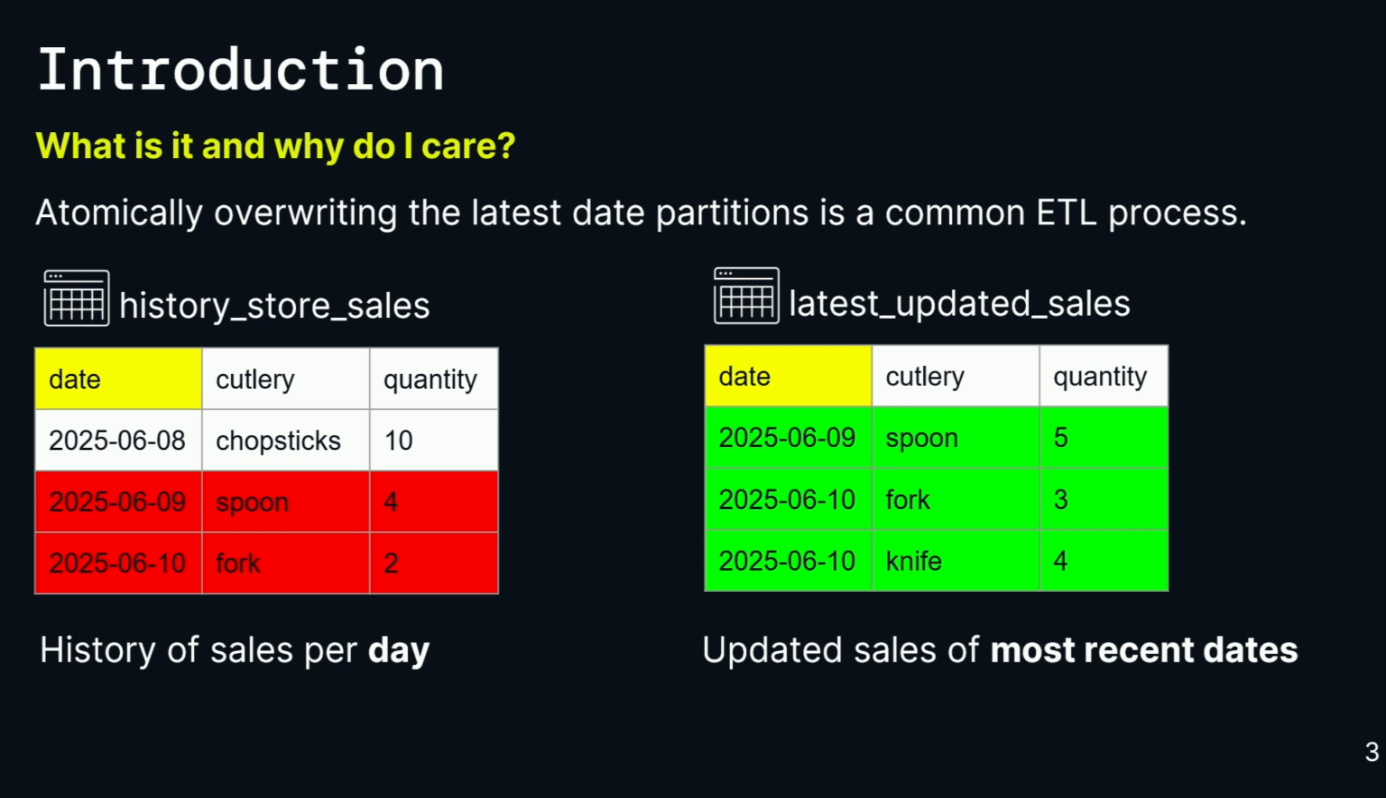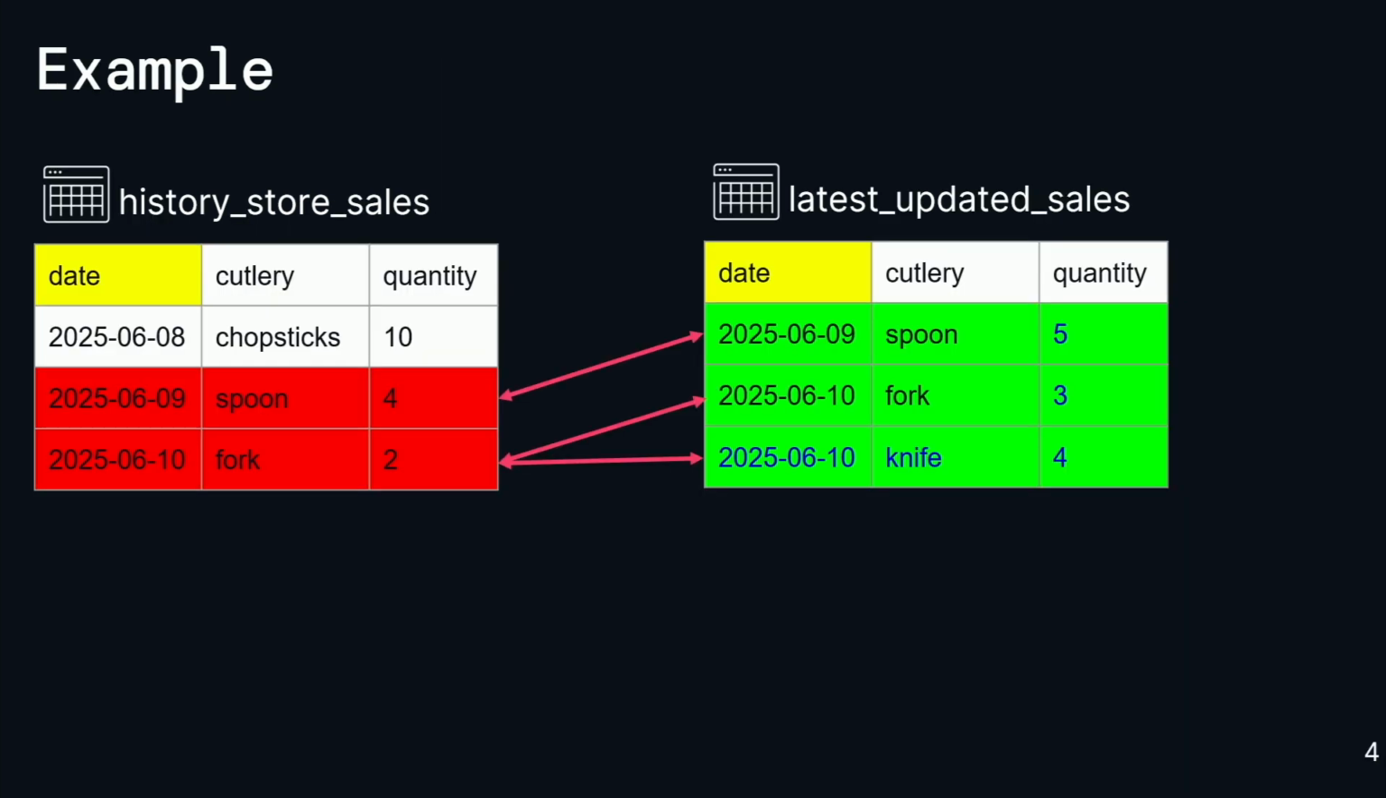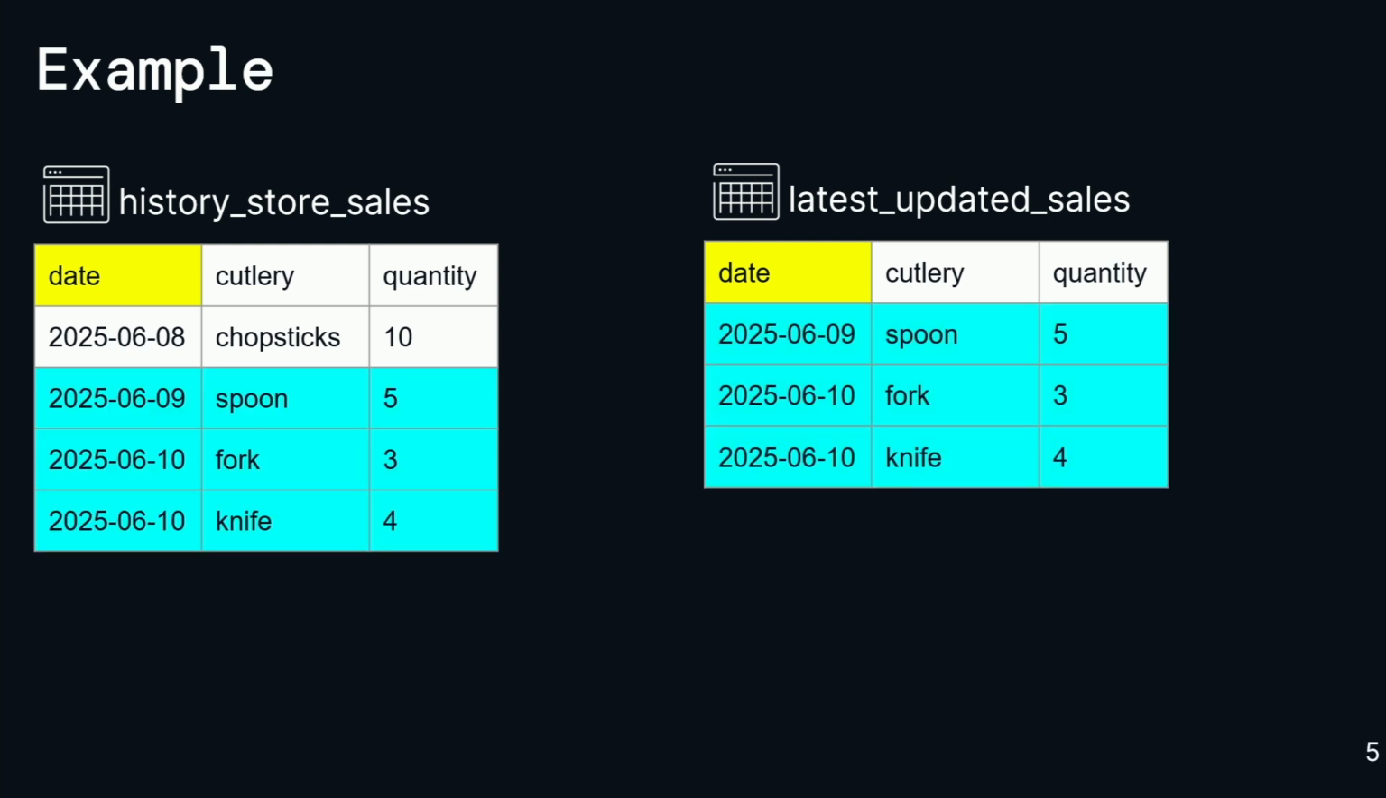So let's walk through an example of this overwriting process. Red means that the data is outdated, and green means that it is new data coming in. We already have outdated data for date 9th and 10th, because on date 9th, we have 5 spoons instead of 4 spoons, and on date 10th, we have 3 forks and 4 knives instead of 2 forks. So we need to update date 9th and 10th. And so we made the update.